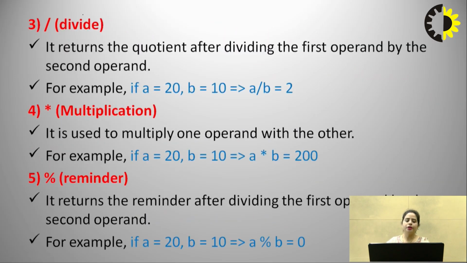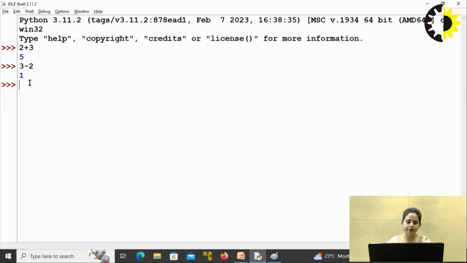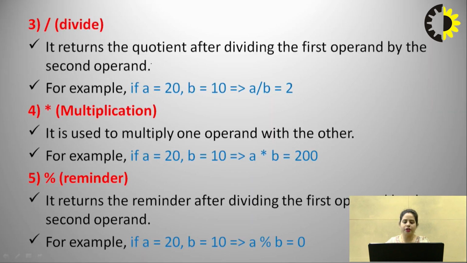Now coming to the division operation. What does the division operation do? It returns the quotient after dividing the first operand by the second operand. For example, if I am dividing 5 divided by 2, I will get 2.5. So this is used to divide the first operand by the second operand.